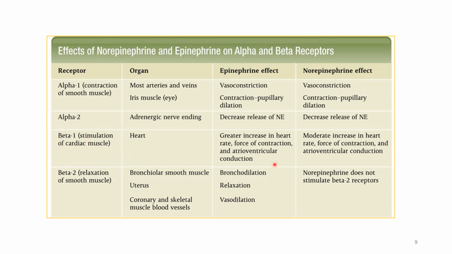Beta 1 is present in the cardiac muscle. It leads to an increase in all types of activity, that is, increase in the heart rate, force of contraction, conduction, etc. So there is a greater increase with the epinephrine than norepinephrine on the beta 1. So there are some differences between epinephrine and norepinephrine, though they will act on the same types of receptors.